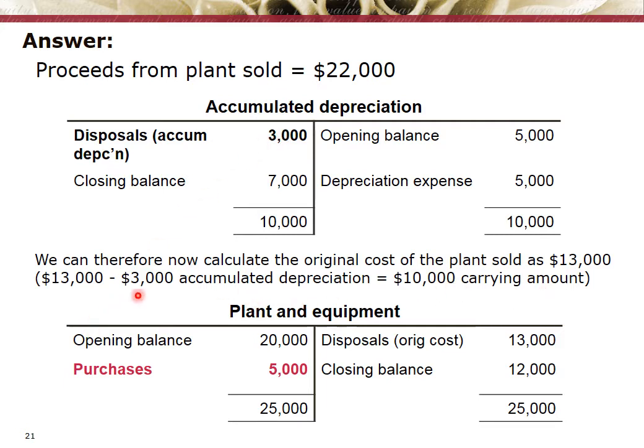The next step is to use this figure we calculated, the $13,000 original cost of the plant sold during the period, so that equals a total of $25,000. We now add that figure to the left hand side of the T account and compare that with the opening balance. $25,000 less $20,000 equals $5,000, and that's the physical cash purchases of plant and equipment during the period, and that would be considered our cash outflow from purchases of property, plant and equipment for the period within the cash flow statement.